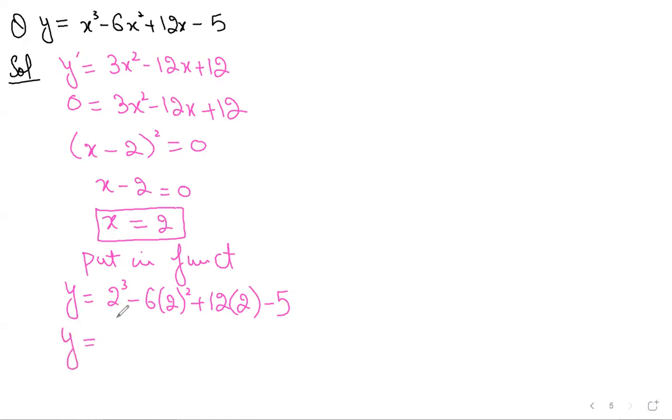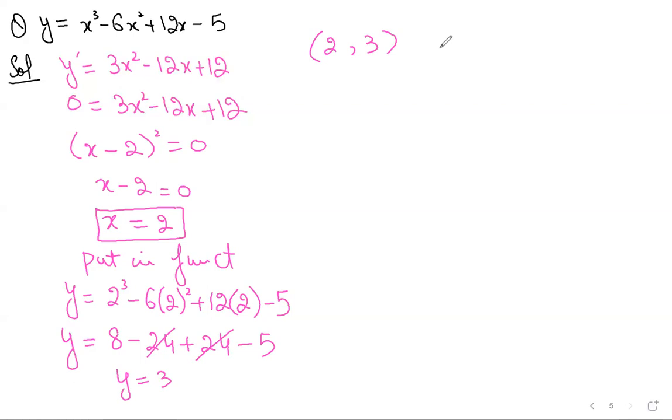2 cubed is actually 8. And 6 times 4 is 24. 12 times 2 is 24 as well, minus 5. One positive and one negative will cancel out, and 8 minus 5 would be positive 3. So positive 2 and 3 are my points. Now I have to see whether it is a maxima or a minima.